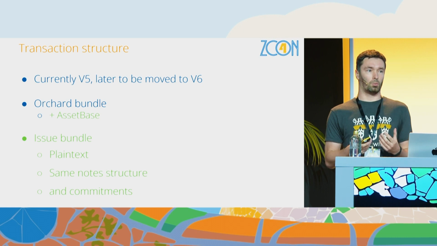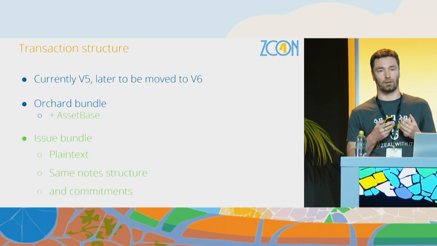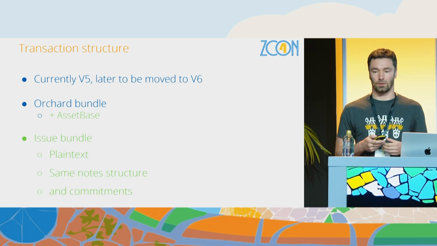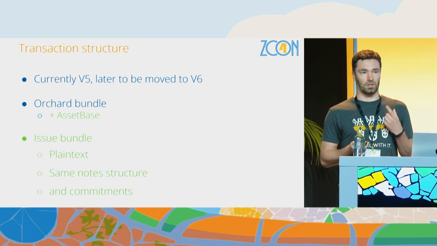And also we have a new bundle. It's the way you introduce a new asset on the network. You need to issue the asset, so just a few points. First of all, it's plain text, so everybody can see what you are issuing. But it follows the same note structure, and you can do the same commitment as in normal Orchard notes. So it allows you to actually use these notes later as normal Orchard notes. So yeah, more in the ZIPs, and we move forward.